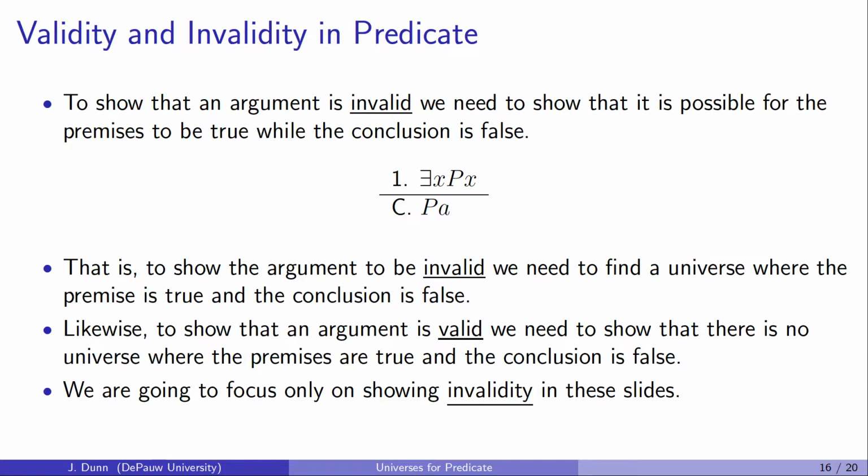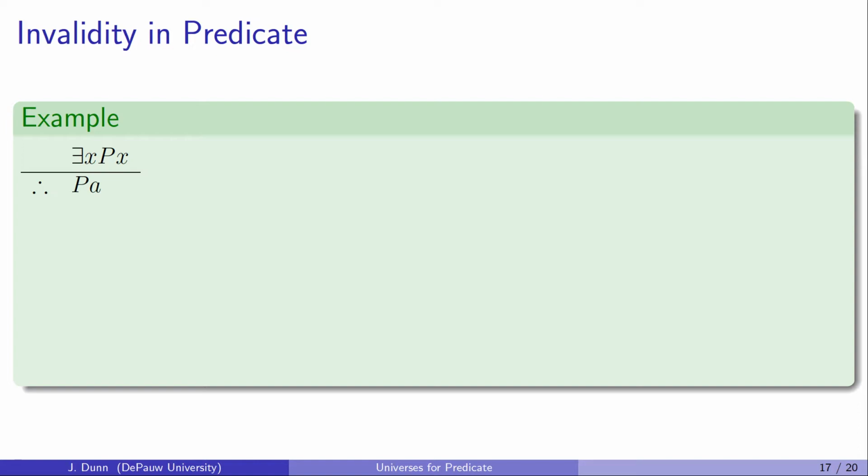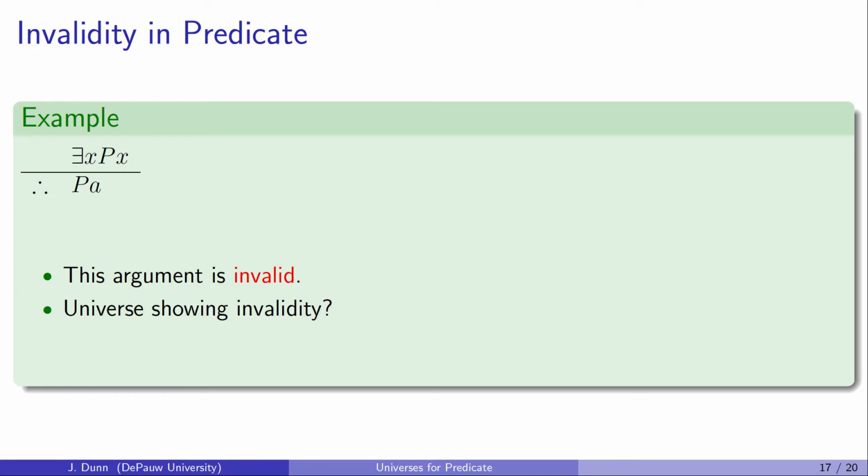I think it's best just to get to an example. So let's consider the example we've got right before us. The argument we just saw has one premise. It says there is an x such that px, that is, something is p, and the conclusion says, therefore, a is p. Now I'm just going to tell you right off the bat that this argument is invalid. What we want to do is try to come up with a universe that displays its invalidity, that establishes that it really is invalid. To do that, we need to come up with a domain and an interpretation, in this case an interpretation of the predicate p and the name a, that makes the premise true and also simultaneously makes the conclusion false.